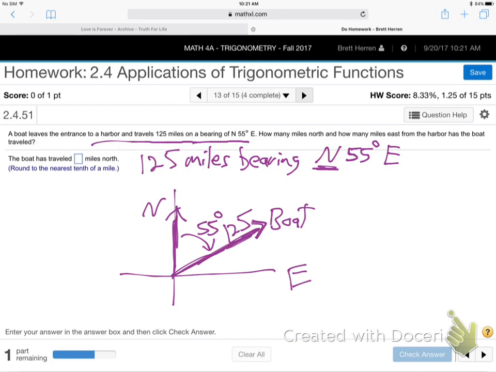Their question to us is how many miles east did it go? How many miles north did it go? In other words, they want this and this. Whoops, didn't draw a very good right triangle there. They want you to make a little right triangle. Everybody see that? This is the boat going 125 miles this direction, north 55 east. They want to know how far to the right the boat moved. The boat went diagonal, but a diagonal movement involves some rightness and some upness, doesn't it?